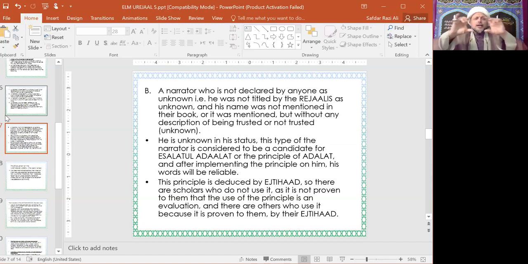Number 2, he's known, we know who he is. And the Rijalis have said he's trustworthy. Okay, then we don't need to apply this rule. Or they have declared him non-trustworthy. We don't need to apply it either. So this is the second part.